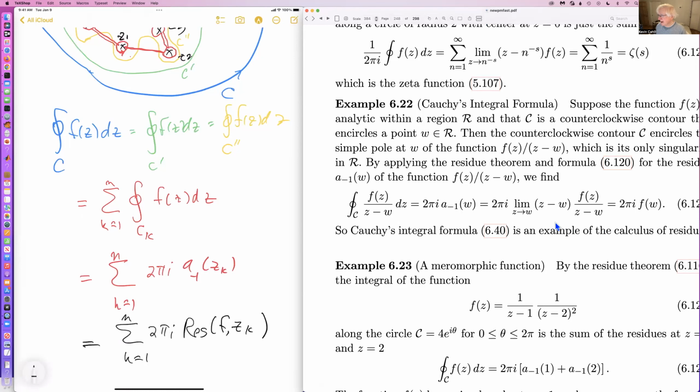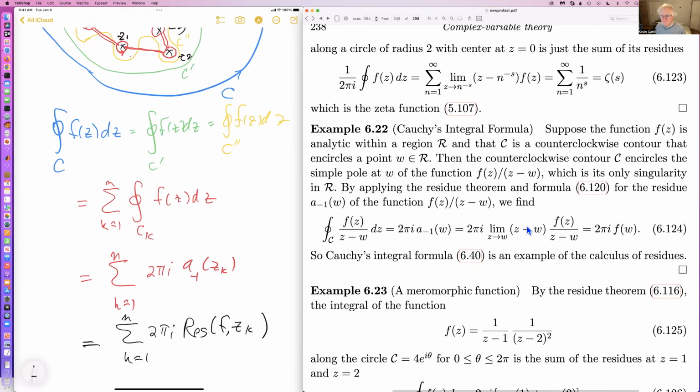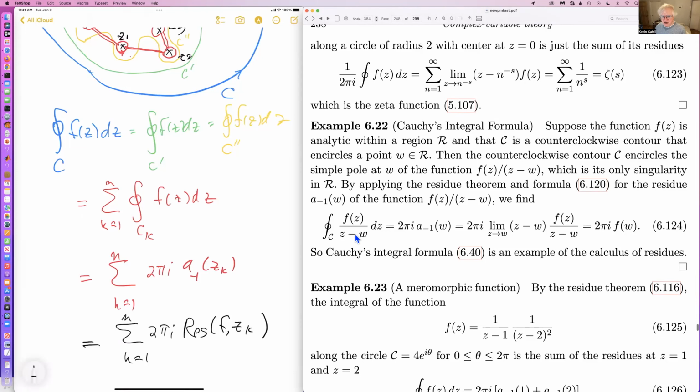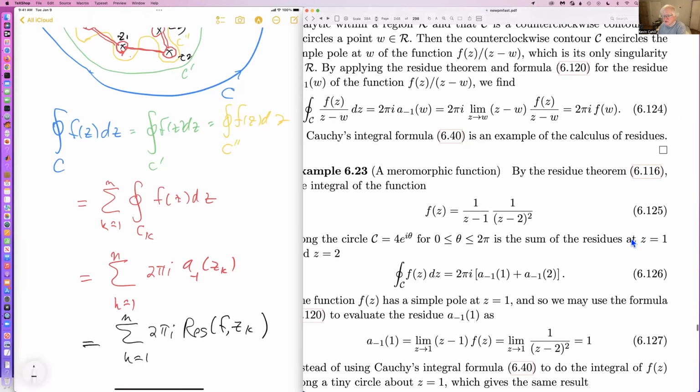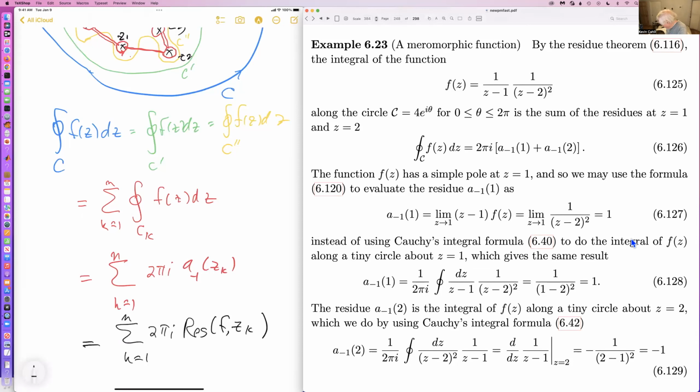We are just about out of time. Cauchy's integral formula, which is the integral of f of z over z minus w dz equal to 2 pi I f of w, that's an example of the calculus of residues. As I said, I've never been a fan of the calculus of residues. I don't see what the point is of focusing on residues. I mean, it's just one aspect of Cauchy's integral formula, and why emphasize it?